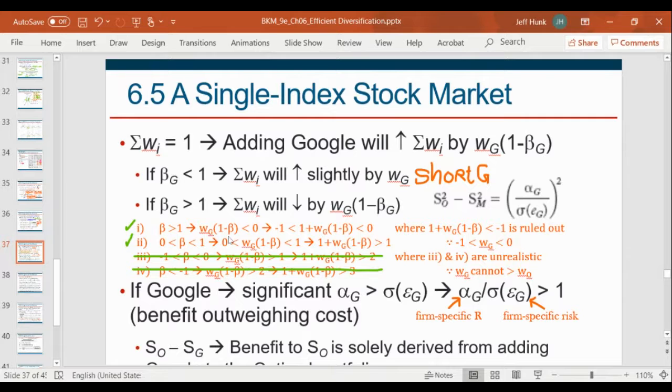Weight of beta will be negative. Think about it. If it's greater than 1, 1 minus something greater than 1 will be negative, right? And that means actually shorting Google. If the weight of Google is negative, that means shorting Google.